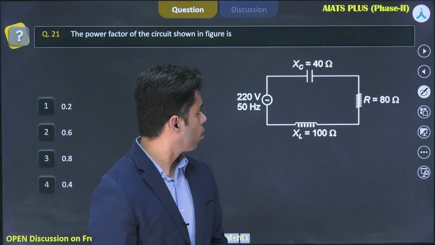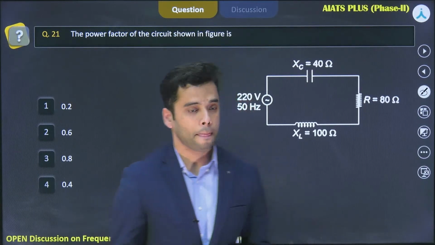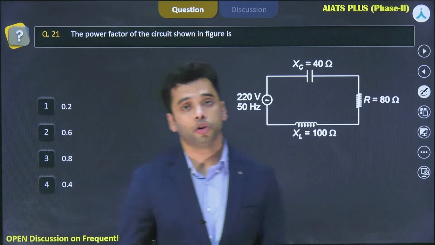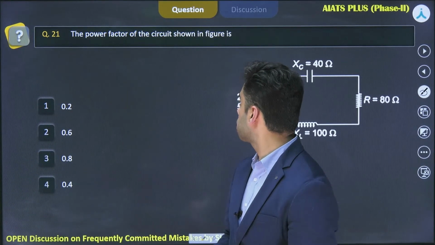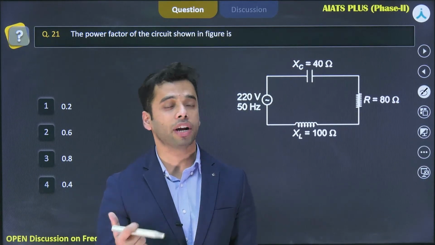Now let's move forward to another problem, and it is based on the chapter of alternating currents. And it is problem 21 of the original paper. It says that the power factor of the circuit shown in figure is. So this time you have been asked to calculate the power factor of the circuit.